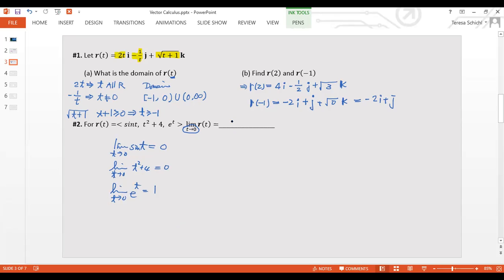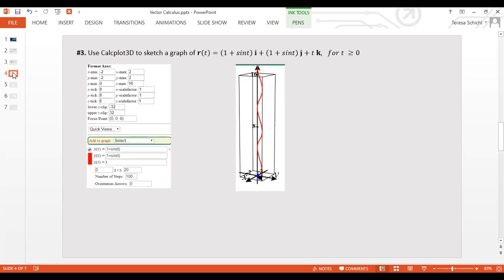Oh, I'm sorry, this is a 4, right? So this is a 4. So 0, 4, 1 will be my limit for this vector function here. Okay, so then the next thing we're going to talk about.